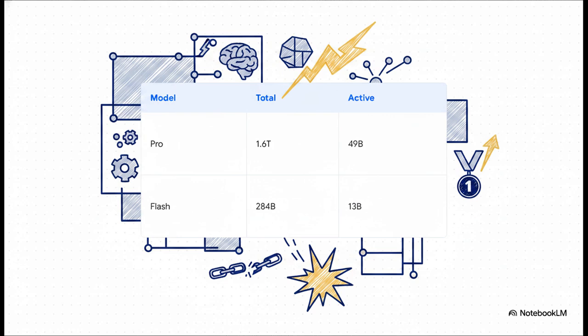But look at the Flash model. It has 284 billion total parameters with only 13 billion active. Yet the data shows the smaller Flash model actually outperforms the massive baseline of their previous V3.2 model. This is a monumental proof point. A fundamentally better, more efficient architecture can flat out beat sheer brute force model size.